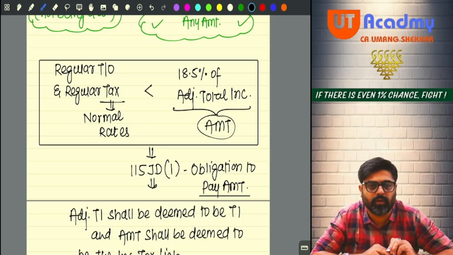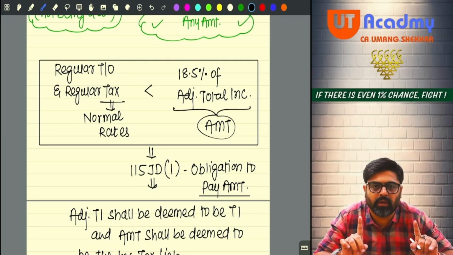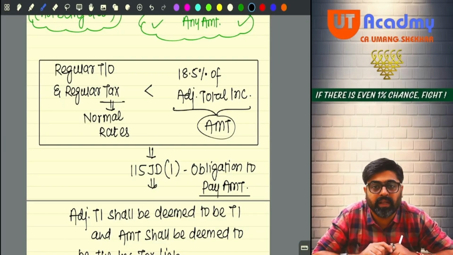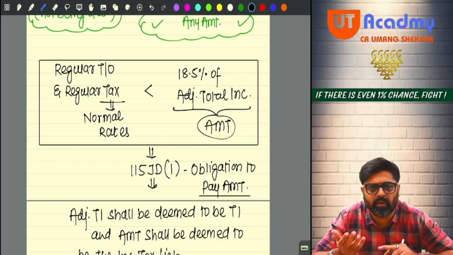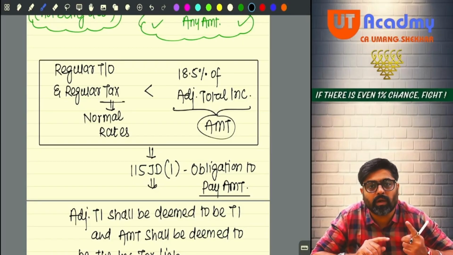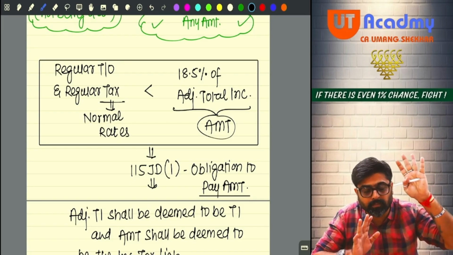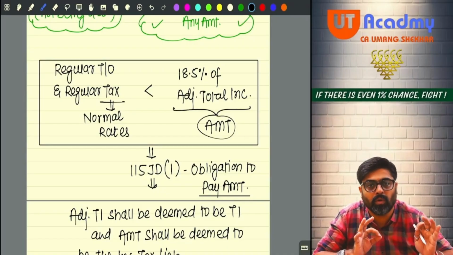If this condition is fulfilled, pay this amount as your income tax. If this condition is not fulfilled, calculate your regular total income, calculate the regular tax, pay that regular tax. Meaning that if the regular tax was higher than alternate minimum tax, we will take the regular tax only. But if the regular tax is coming less, then how much income tax are we going to collect from you? Income tax equal to the amount of alternate minimum tax. This much minimum tax we want from you. We cannot accept a tax amount lower than this from you.